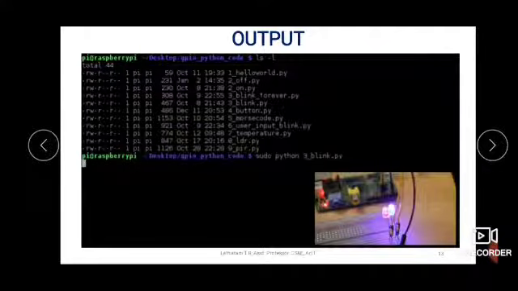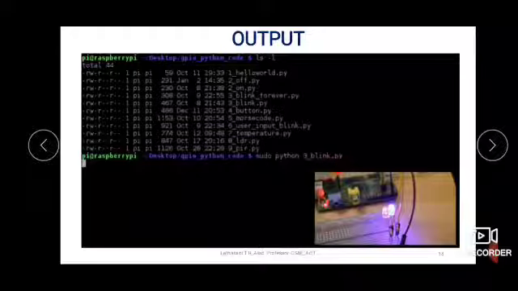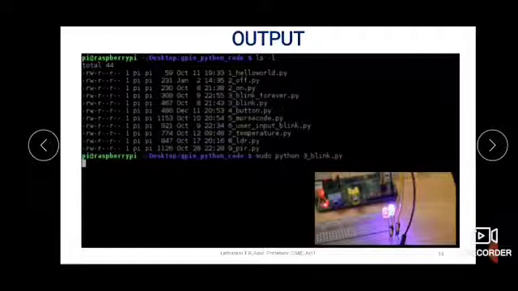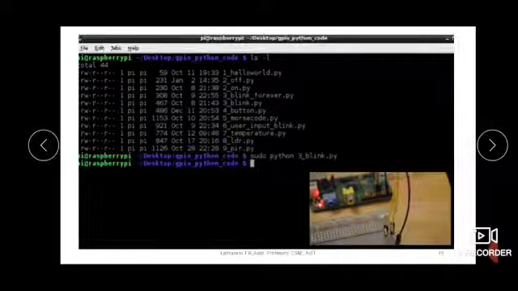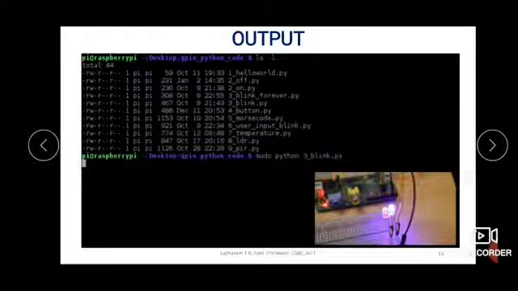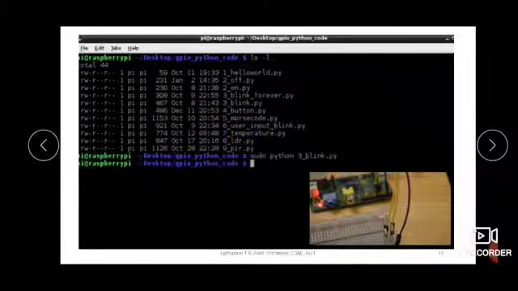Let us see how we will execute the program and see the output. So again we will say sudo python3 blink.py, that is the name of the program. So now when you execute it, it will become high. Then for 1 second it will be high, then it will go low for another second. Then it will be high again, and then it will go low. It will be like this.